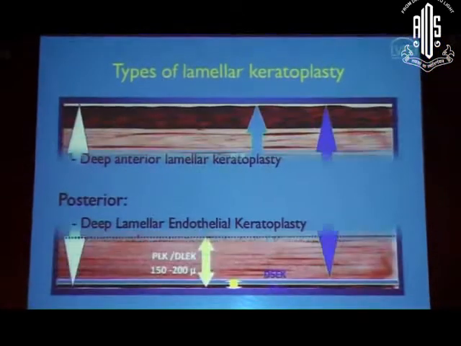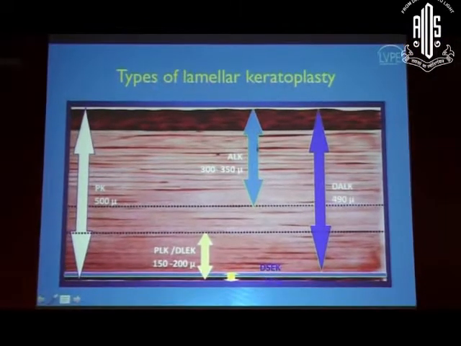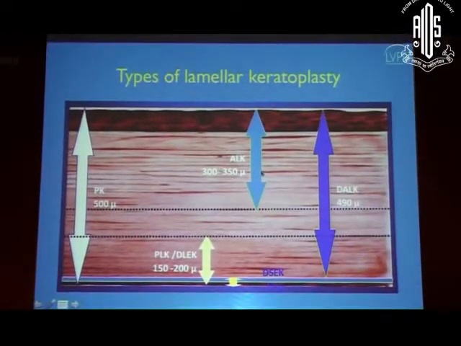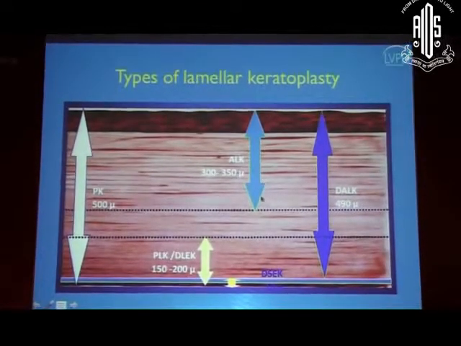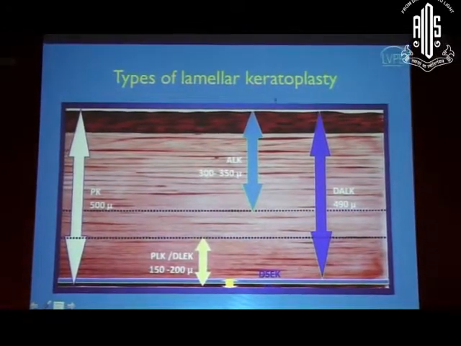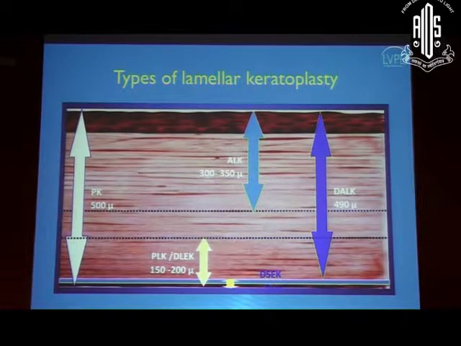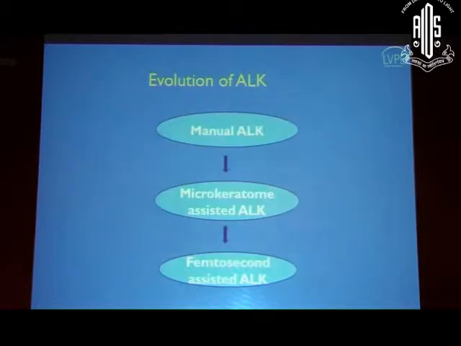Just to summarize what we were talking about, when we talk about superficial anterior laminar keratoplasty, it probably includes the top 200 microns of the anterior part of the stroma, because when you go a little bit deeper than that, then it's anterior laminar keratoplasty, and then it's deep anterior laminar, and so on. So it's more to do with having fewer sutures in place, or a suture-free technique in the case of superficial anterior laminar keratoplasty. In the evolution of SALK, we started off with the manual technique, and then we talked about microkeratome assisted, and now we have femtosecond assisted anterior laminar keratoplasty.